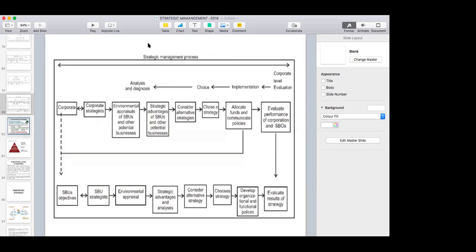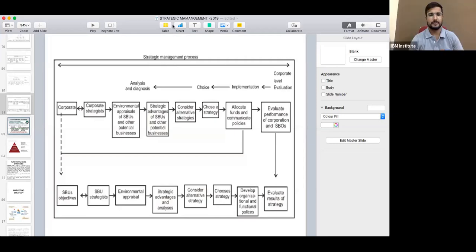Anyone, please. Yes, guys, please. What is environmental appraisal of SBU?